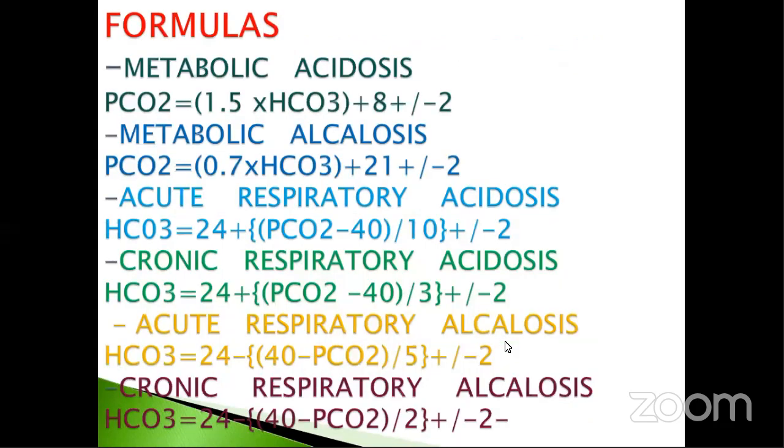There are multiple formulas for ABG interpretation, and it's very difficult to memorize them, and actually there is no need to memorize them apart from the first formula. It's called the Winter formula. It's the compensation in metabolic acidosis, so the compensation between the PaCO2 and bicarbonate. This formula we have to memorize from all those formulas, and we can utilize this formula in our daily ABG interpretation.